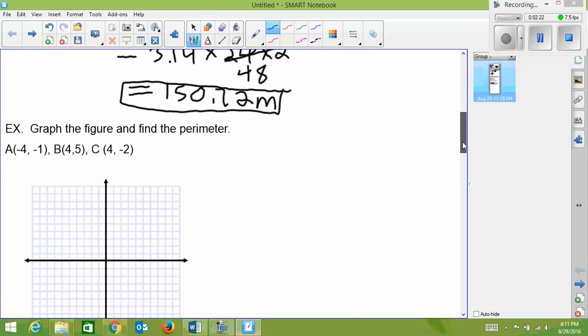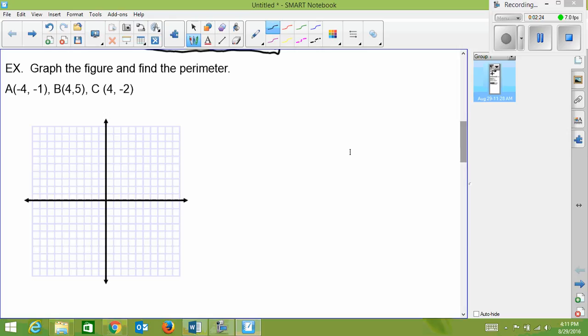So on this one, if I want to graph the figure and find the perimeter of it, first thing you got to do is graph it. So -4, -1 will be at 1, 2, 3, 4, and -1. It is right here. -4, -1 right there. And 4, 5 would be here and up 5.